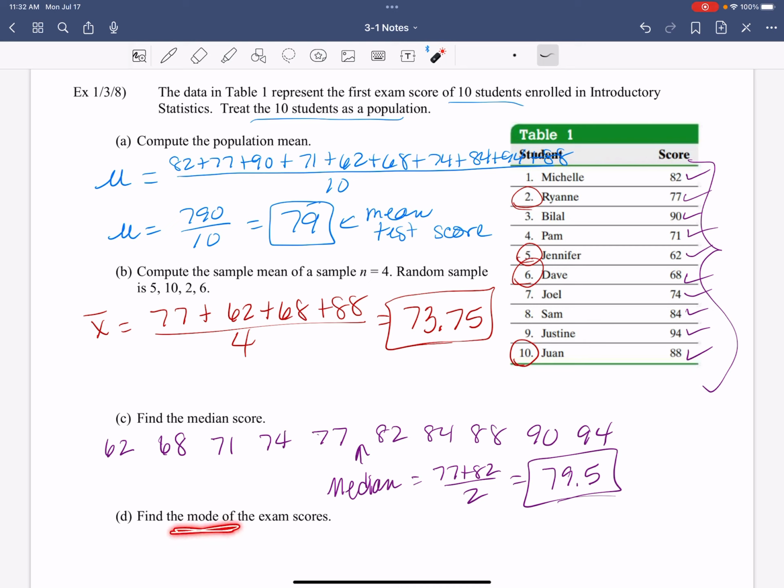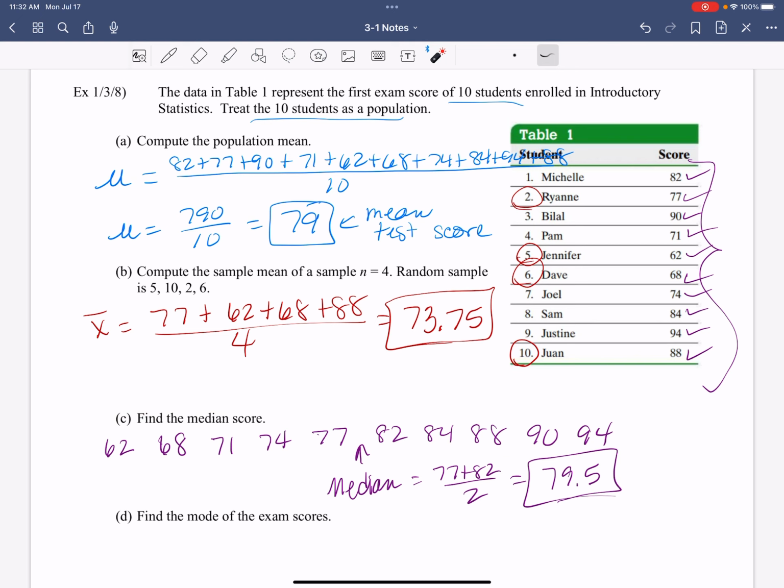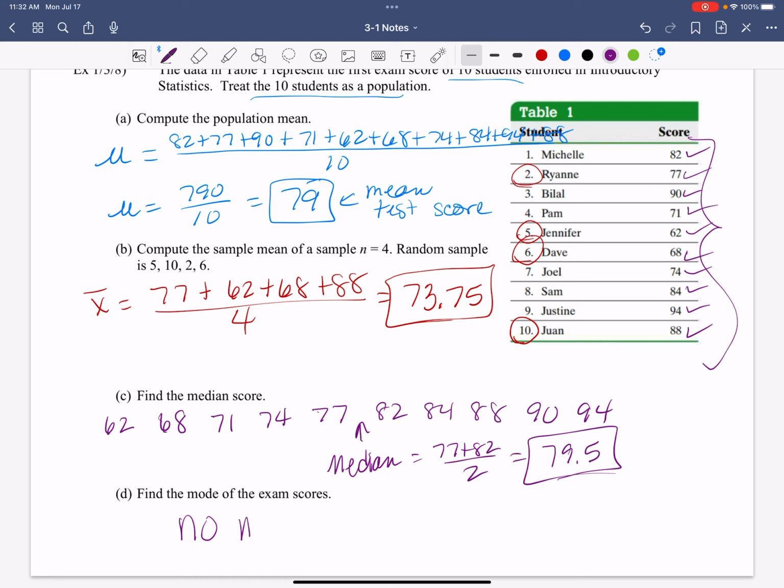Okay, the beauty of looking at a mode right after you do the median scores is because when you lay these out, you'll see if there's any repeats. Are there any repeats in this? Nope. So that means there is no mode. If there's nothing that repeats, then you don't have a mode. All right, cool.